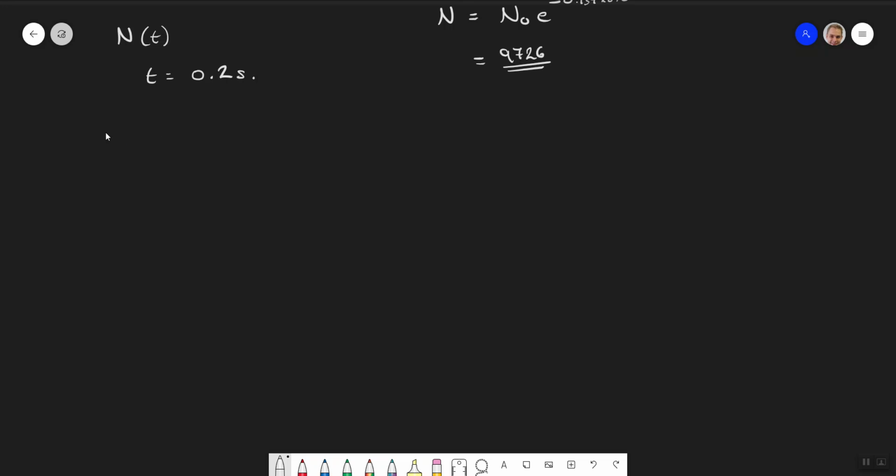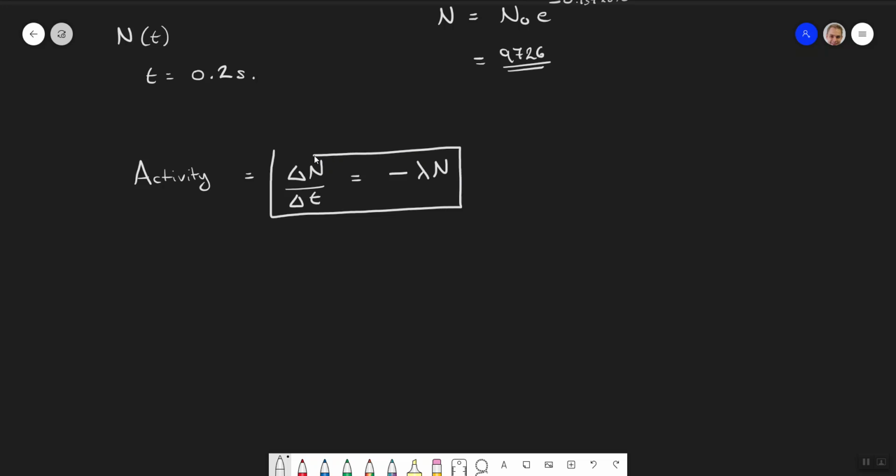So let's see if we can get an answer as close to this, but without having to use the exponential decay. Right, so let's start with our definition. We know that the activity of any sample is equal to the change in the number of nuclei over a unit time, and that is equal as well to minus lambda N. So this is something that we know. It's kind of the defining equation for radioactivity.